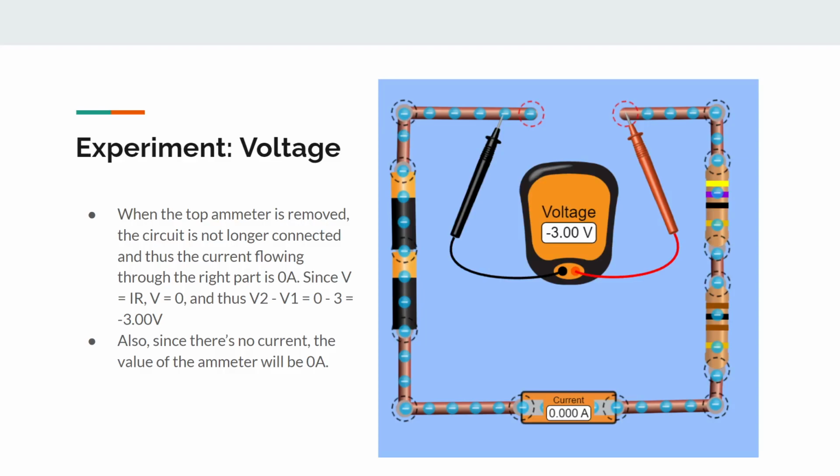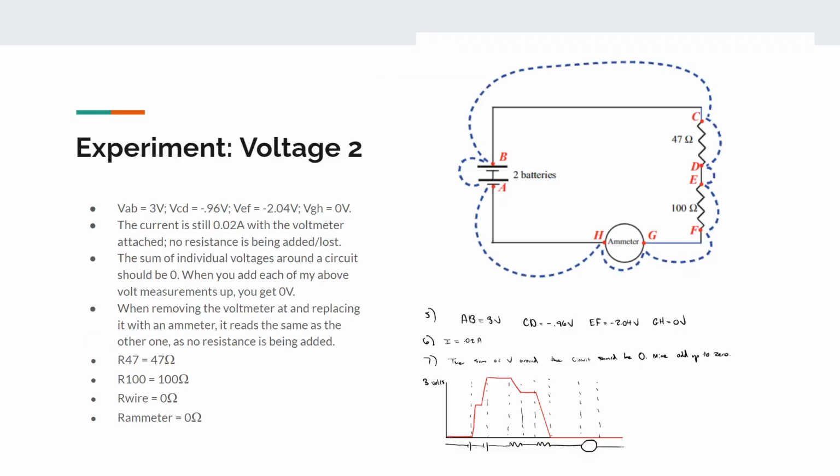So when the top ammeter is removed and the circuit is no longer connected, the voltage across the 2 points is negative 3 volts, since the part of the circuit on the right will have no current flowing through it, it'll have no voltage. So the voltage over here is 0, and the voltage over here is 3 due to the batteries. 0 minus 3 gets a result of negative 3 volts. And there will also be no current, since the current will be 0 since it's not connected.